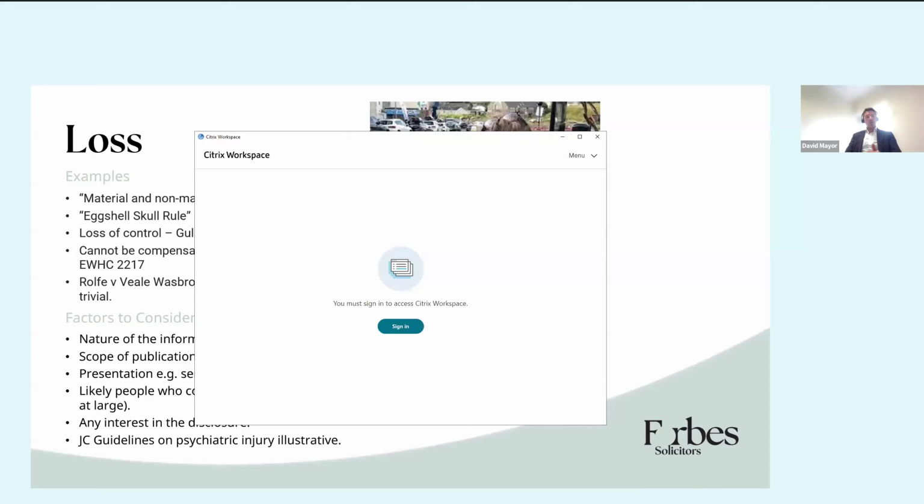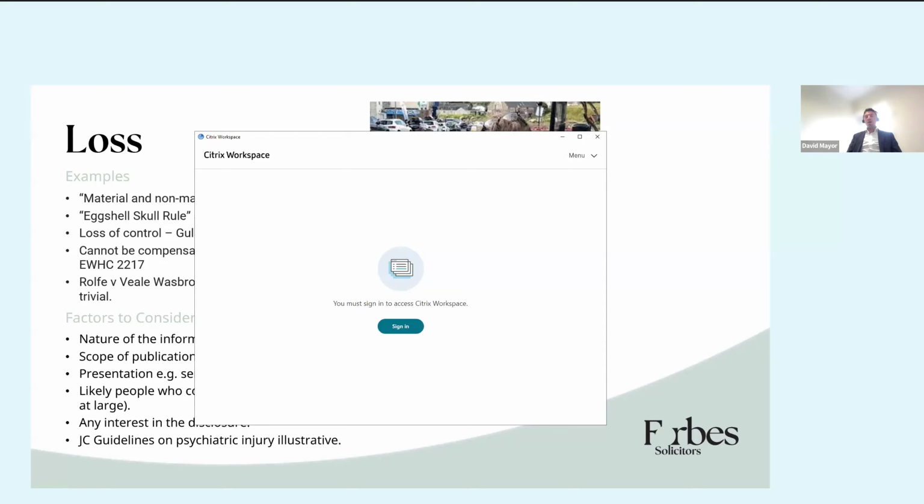Having said that, the eggshell skull rule does still apply. So just because a more robust person wouldn't suffer distress doesn't mean you can't be compensated. It might be that you're already depressed or anxious or whatever, and you suffered distress because of that. So you can be compensated in that situation.